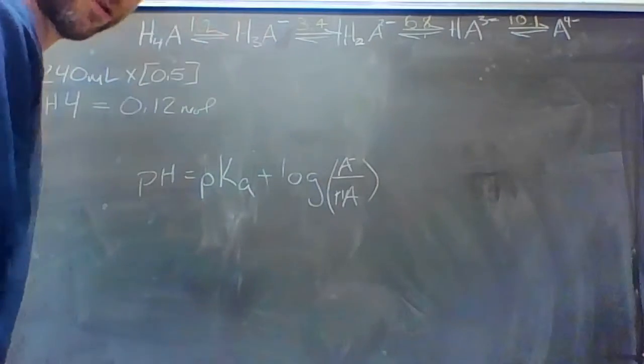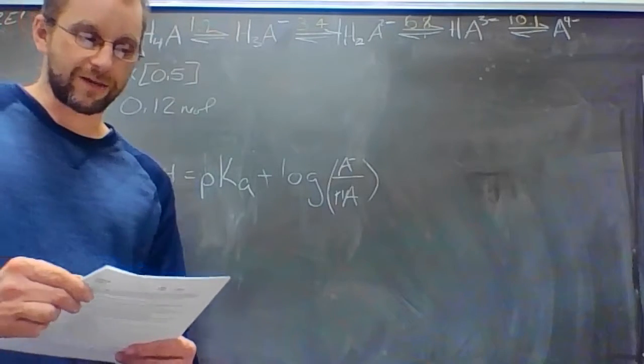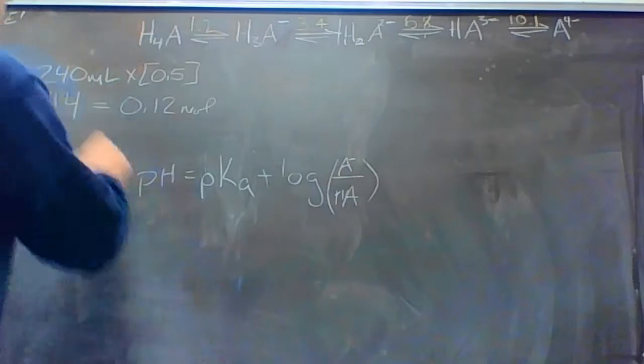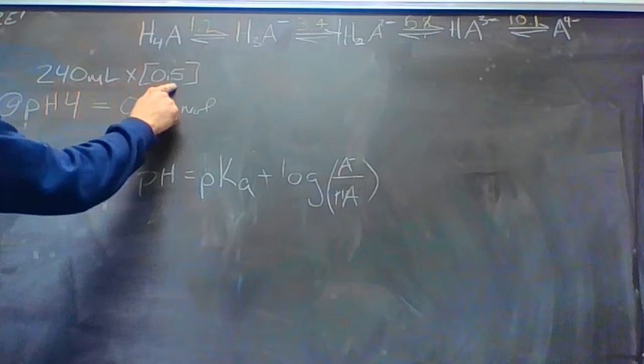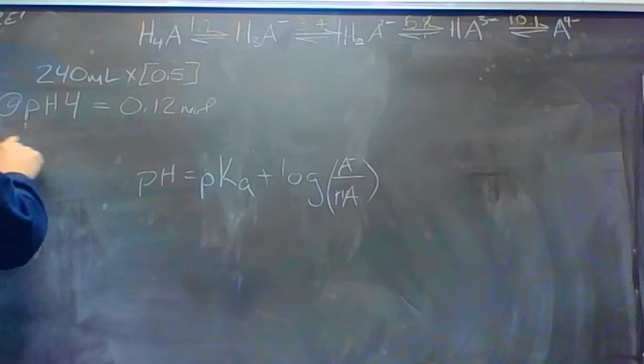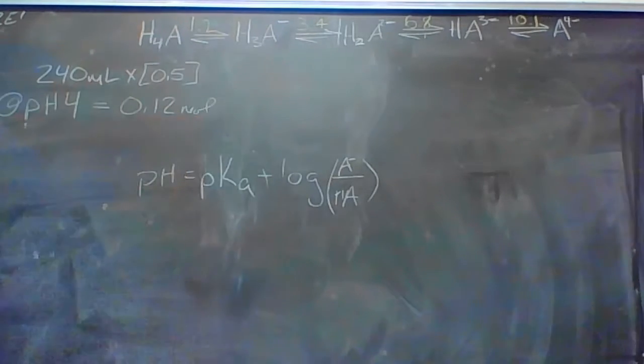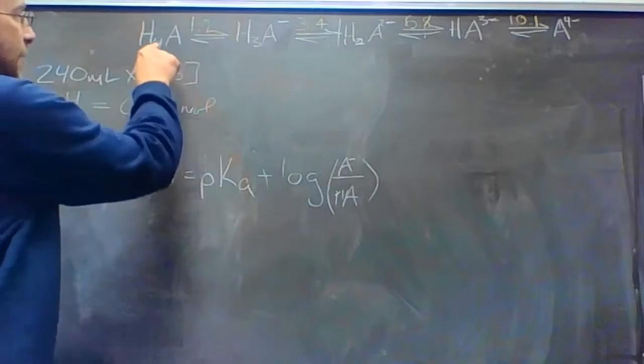We divide this problem into 2 parts. Part number 1, we take the basic information given. We have 240 milliliters of 0.5 molar peptide, which is at a pH of 4 to begin with. We figured that is 0.12 moles. After quantifying that, we set up an ICE equation.